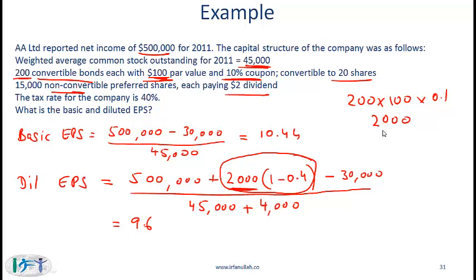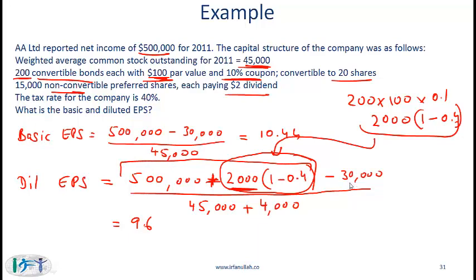To come up with the after-tax effect, we do 2,000 into 1 minus the tax rate, which is 0.4, and this expression is shown right here. We add it back because this amount is not going to be paid anymore, so the net income would be higher.